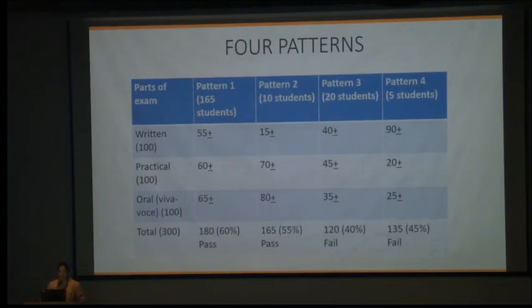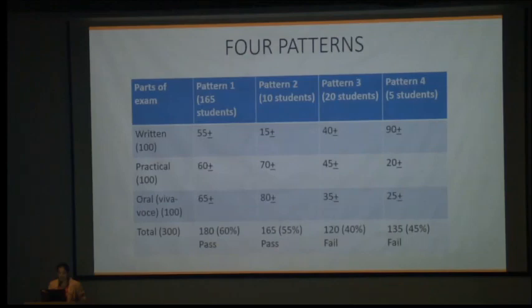Which of these raises a cause for concern? 2 and 4, right? Why? Why do you want to investigate it further? So the pattern 1 and 3 have around the same kind of marks in all the 3 assessments, whereas patterns 2 and 4, there's discrepancy, right?